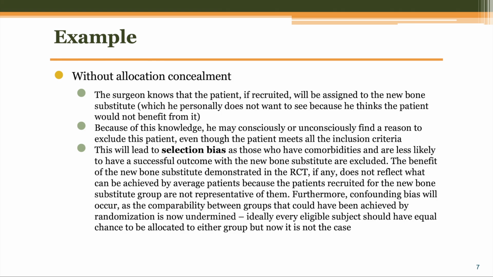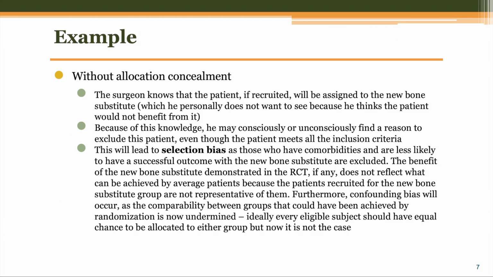However, suppose the surgeon knows that the patient, if recruited, will be assigned to the new bone substitute, which he personally does not want to see because he thinks the patient would not benefit from it. Because of this knowledge, he may consciously or unconsciously find a reason to exclude this patient. Even though the patient meets all the inclusion criteria, this will lead to selection bias, as those who have comorbidities and are less likely to have a successful outcome with a new bone substitute are excluded.